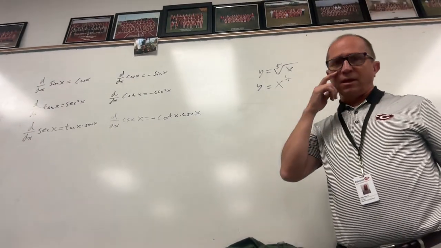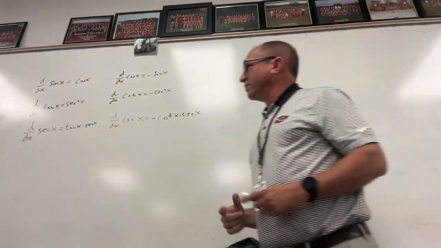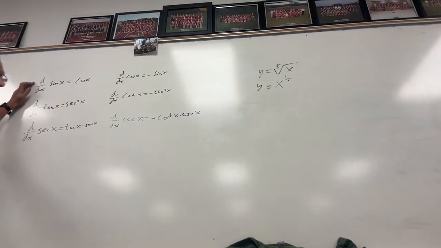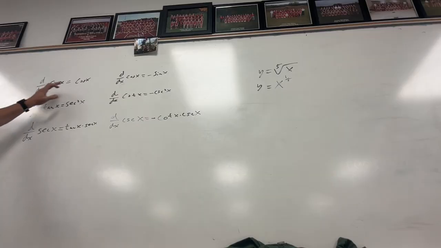So this is what we're looking at. We've got our derivatives of our 6 trig functions. These are things that we need to commit to heart. The derivative of sine of x is cosine of x.